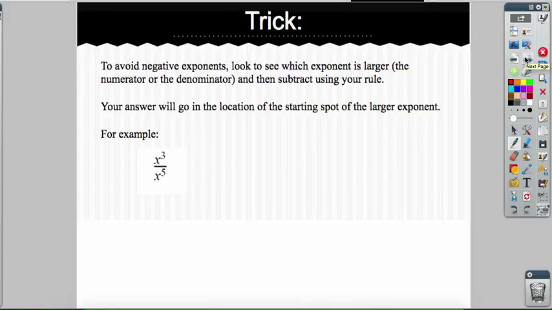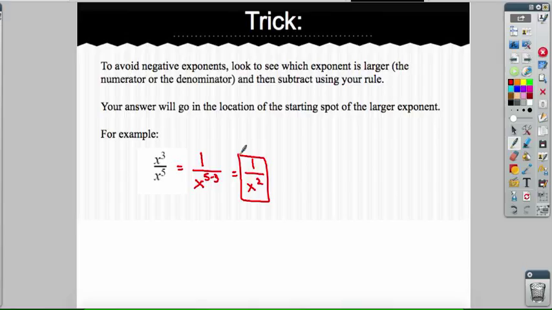And so here's one trick that we can think about so that we save ourselves some steps if we're ever simplifying these. It says to avoid negative exponents, look to see which exponent is larger, the numerator or the denominator, and then subtract using your rule. And your answer will go in the location of the starting spot of the larger exponent. So for example, if we have x to the third over x to the fifth, I notice that my exponent here on the top is a 3. My exponent on the bottom here is a 5. So I know that 5 is bigger than 3. And so I'm going to use my rule here by moving the x to the third to the bottom, and I save myself a step when I get x squared in my denominator.